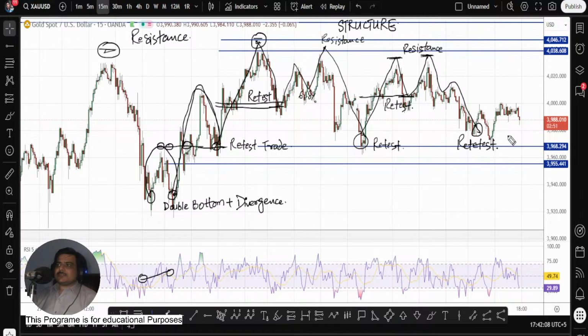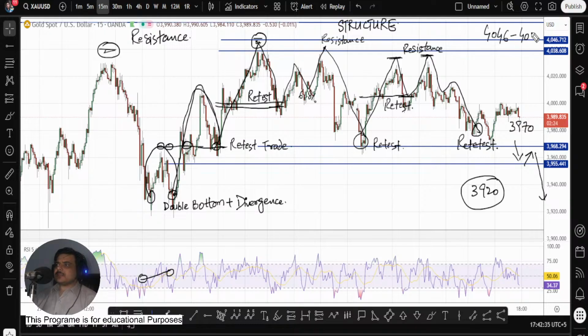Stay with me, because if it breaks below 39.59 today, it can drop back to approximately 39.20. And as long as it is trading above 39.70, it will be going back up to 4046, approximately 4038. This much simple it is.